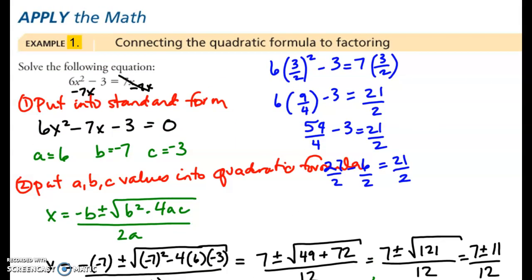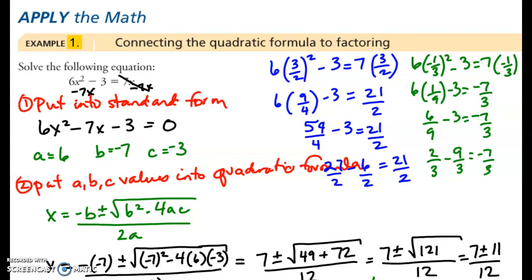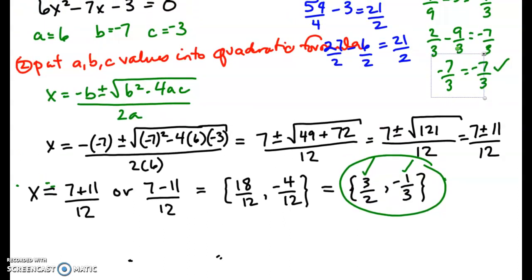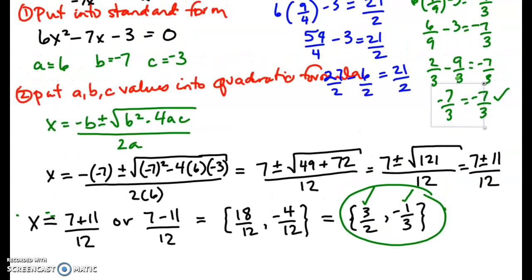And negative 1/3, let's try that one. We've got 6, negative 1 over 3 squared minus 3 equals 7 times negative 1 over 3. Okay, I'm going to pause here. You can too do the math and check that out. And when I work that down, 2 over 3 minus 9 over 3 is negative 7 over 3. And yes, the two sides are equal, so yes, this last value for x has been verified. And here are our final answers using the quadratic formula to find those answers.